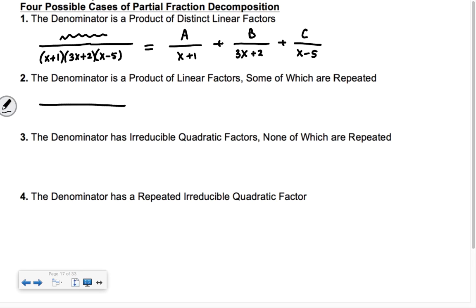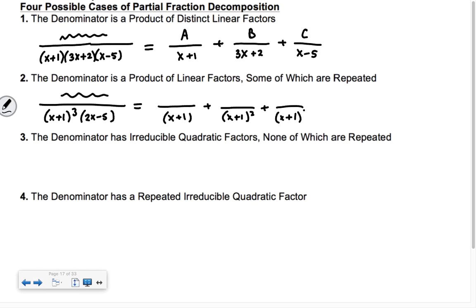All right, so the next one says the denominator is a product of linear factors, some of which are repeated. So maybe you have something like that x plus 1, but you have it to the third. And then you have a 2x minus 5 or something as well. Okay, so what happens in this case is you need to repeat it the number of times that we have it. So we have it 3 times. So we're going to do x plus 1, x plus 1 squared, and x plus 1 cubed. It's kind of annoying.